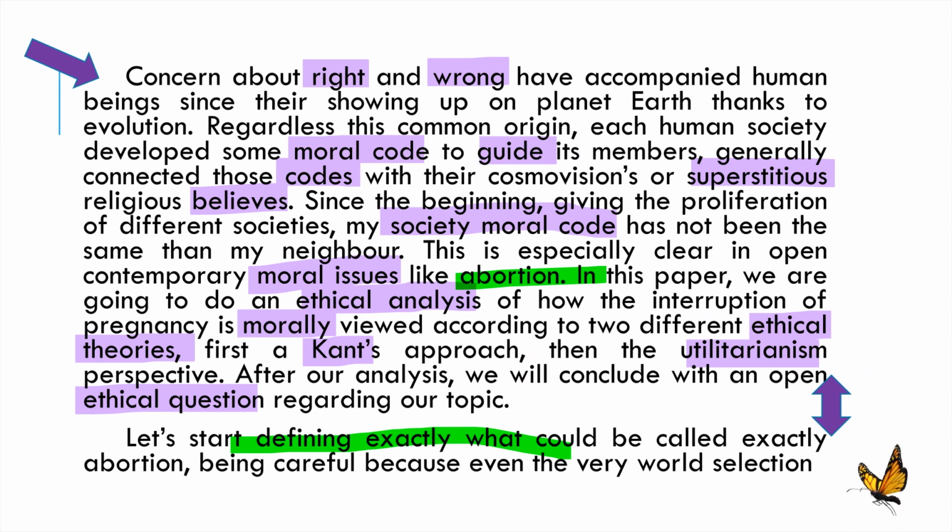Of course, right and wrong, moral code, superstitions, beliefs, social moral code, moral issues, ethical analysis, morality, and then the ethical theories that you are going to use in your analysis, Kant's approach and utilitarianism, and of course ethical questions. In green, you have the connection with the next paragraph.